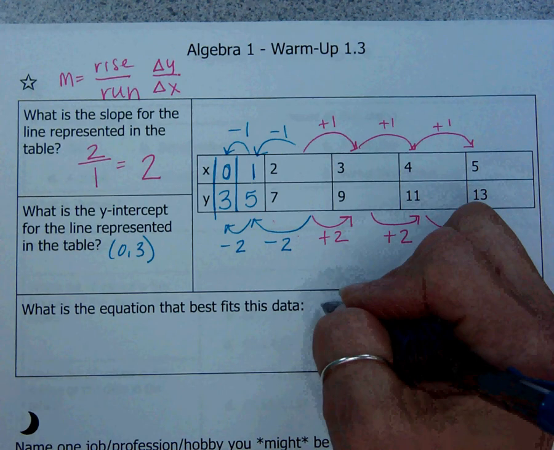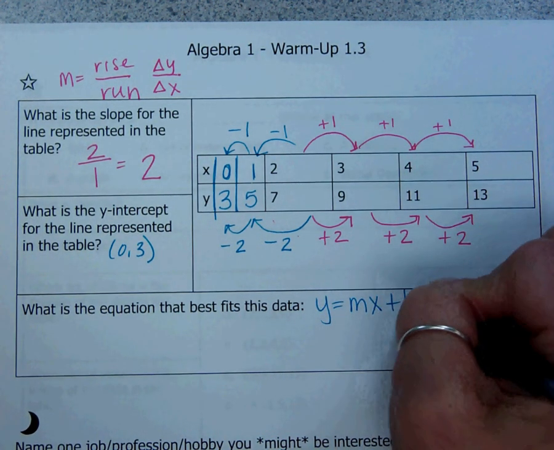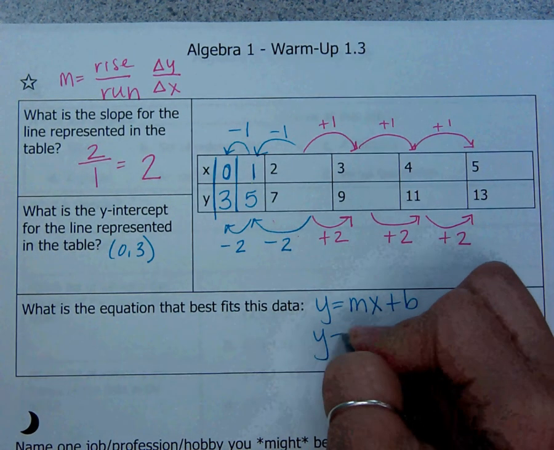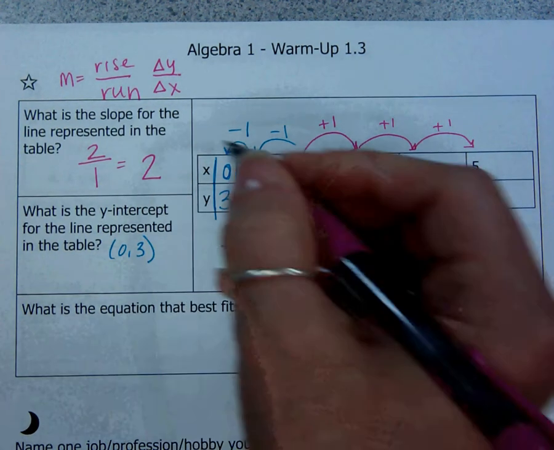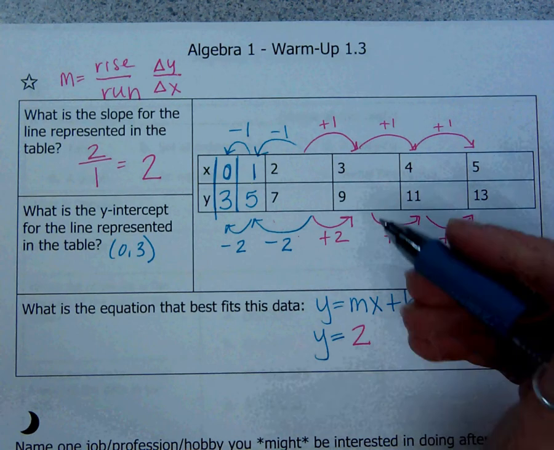Well, an equation, we usually write y = mx + b. You guys remember that? Well, the m is our slope. Look, I have my slope. So y equals, and then my slope we said was 2. So I'm going to plug that 2 in there. I'm going to keep my x.